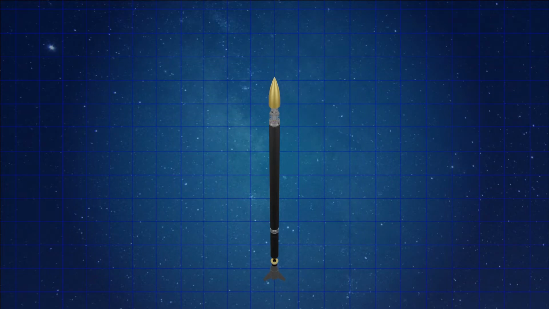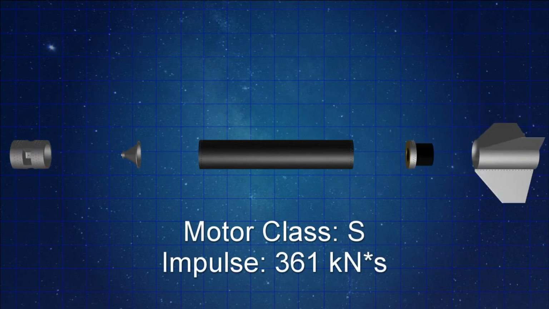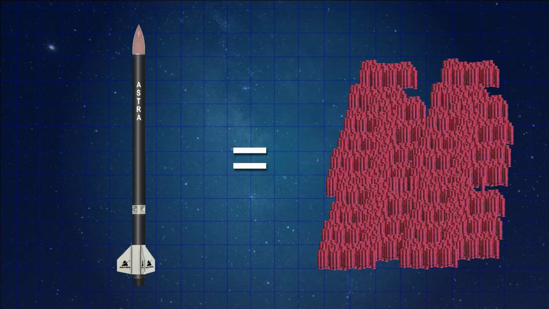For context, the Transcendence vehicle, which ASTRA is building in order to get to the Kármán line, is actually a Class S motor with 361,000 newton seconds of impulse. This means that it would take at least 4,500 Class F motors just to equal one Transcendence vehicle.